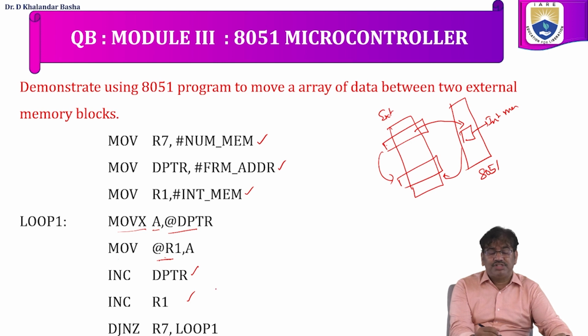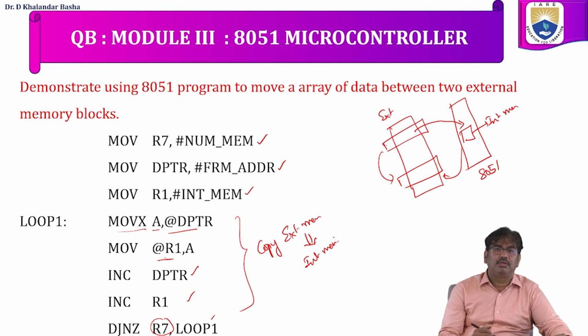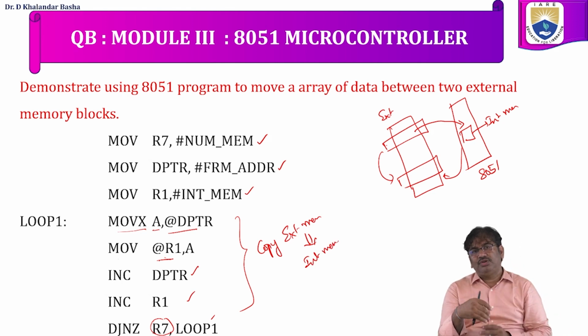As one memory transaction is done, the number of memory locations which we are going to transfer will be reduced by 1. If it is non-zero, then go for the next iteration. Once the count is 0, we can come out of the loop. So for that, the count in R7 will be decremented. If R7 is non-zero, go to loop 1. So this loop 1 will be iterated to copy external memory data to internal memory. Our objective is from external to external.